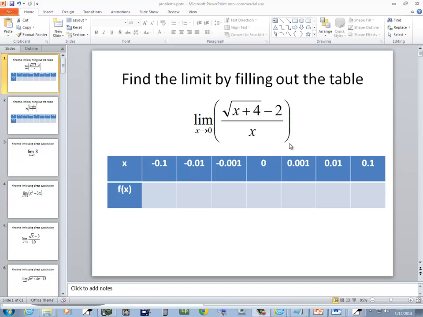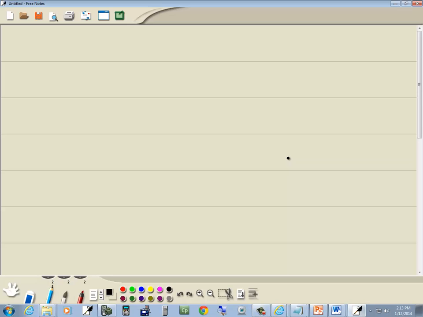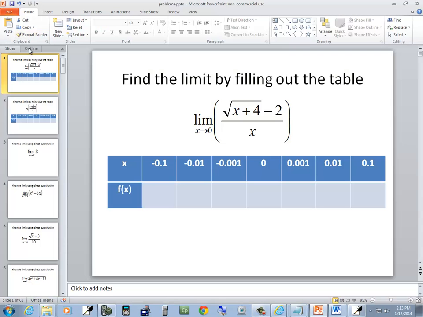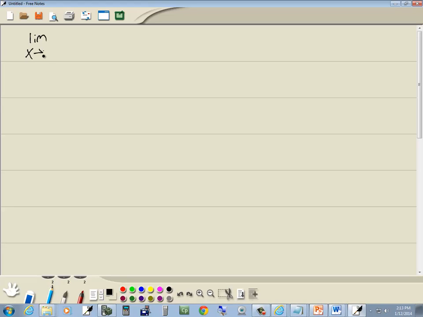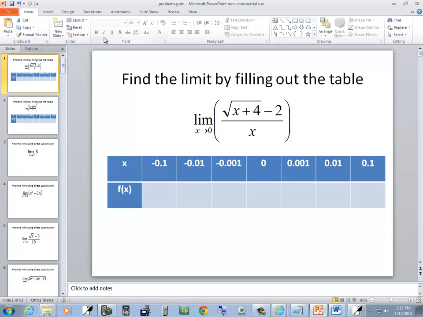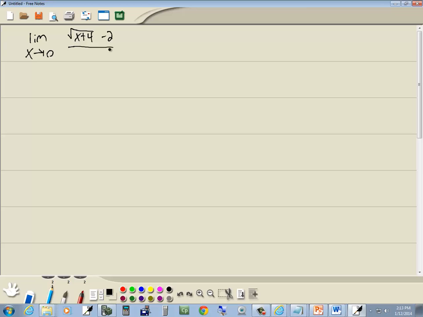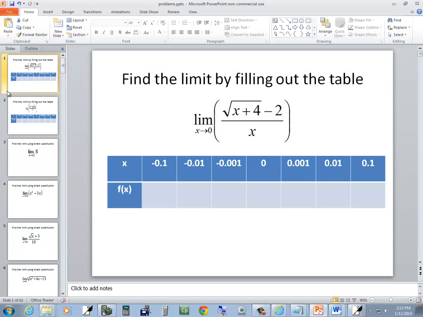Let's find this limit by filling out the table. We've got the limit as x approaches 0 of the square root of x plus 4 minus 2, over x.